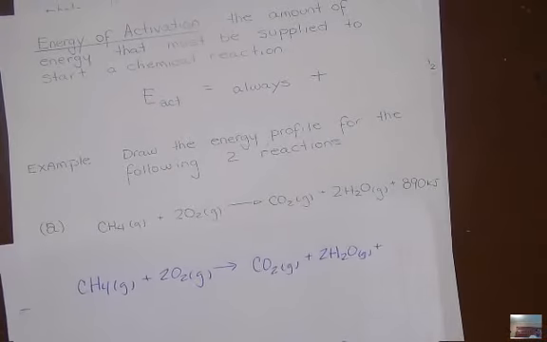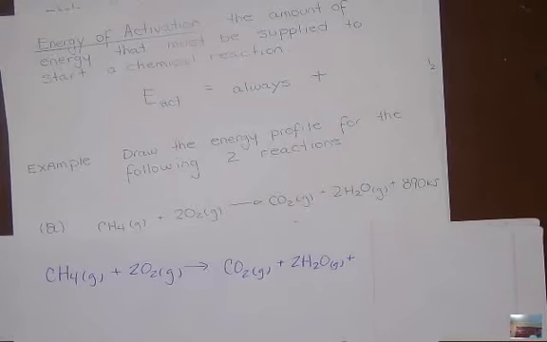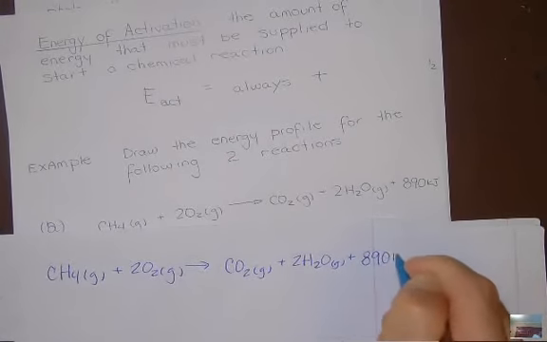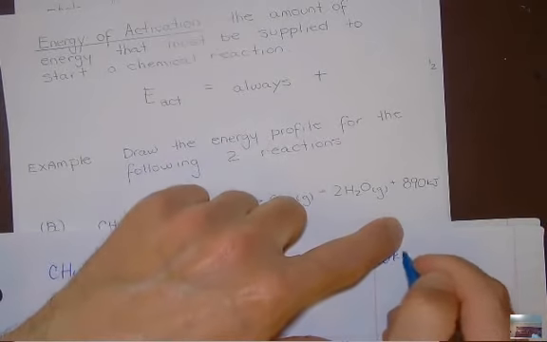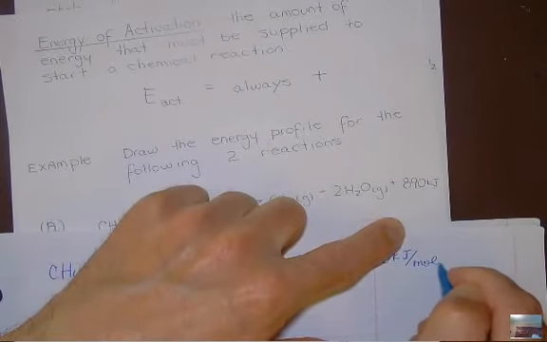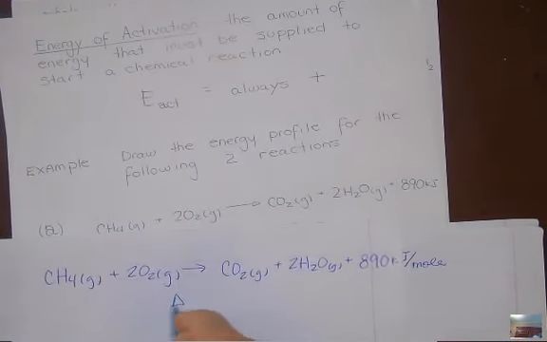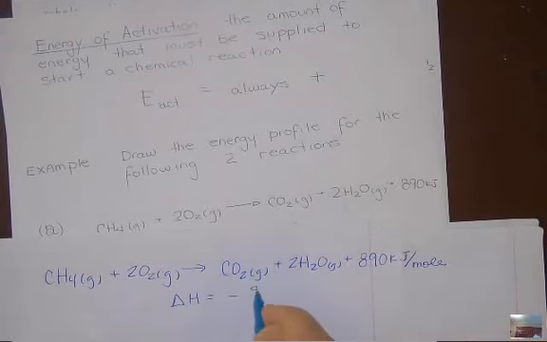plus 890 kJ per mole, okay, of energy, and that's energy released. So I know, because this is on a product side, delta H for this is going to be minus that number. Okay.